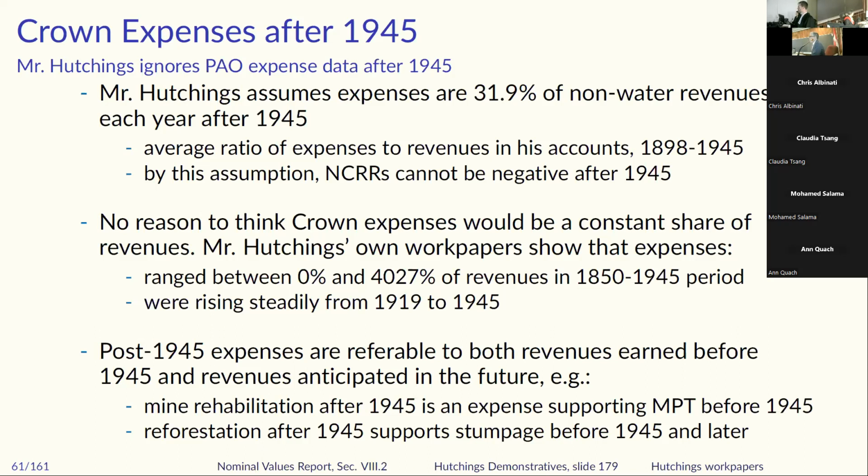What Mr. Hutchings does instead, beginning in 1946, is to assume that expenses should be 31.9% of the non-water revenues of the Crown in each year. And so if, for example, non-water resource revenues were $100 million, then he would simply assume that the expenses to be included in his accounts would be $31.9 million in that individual year.